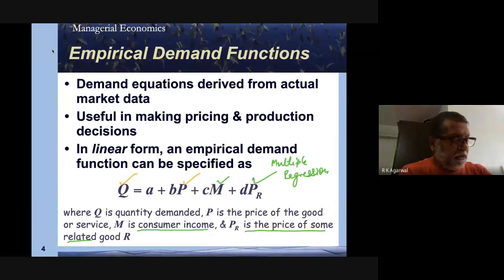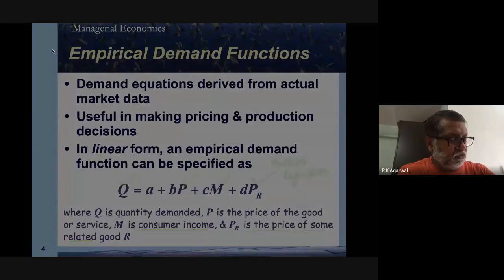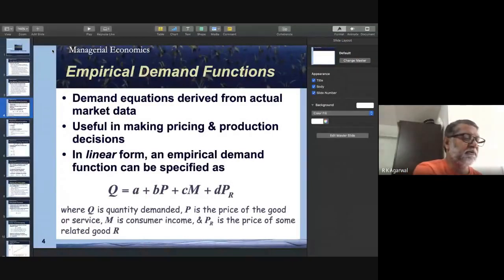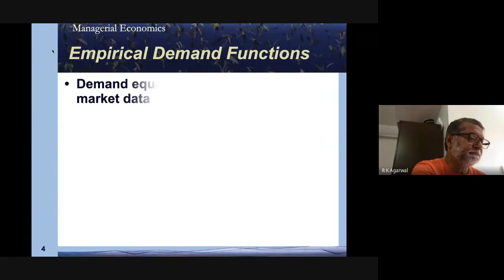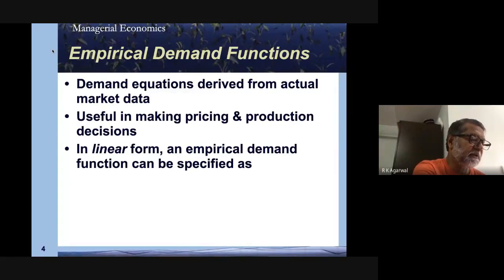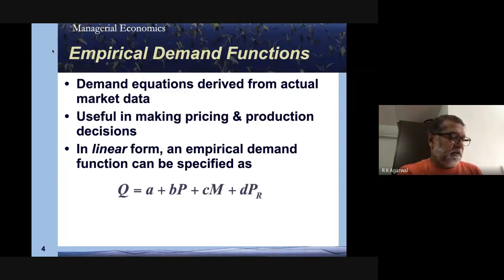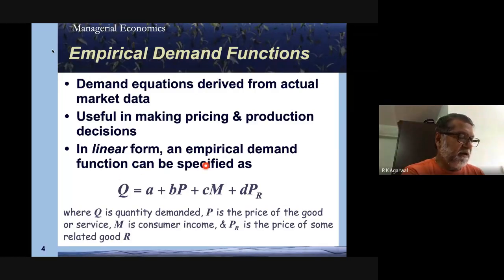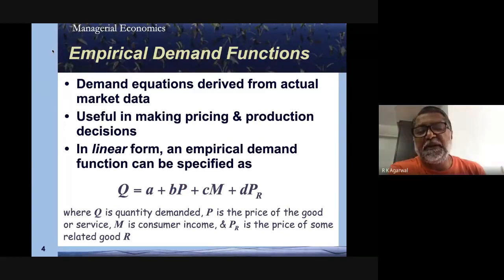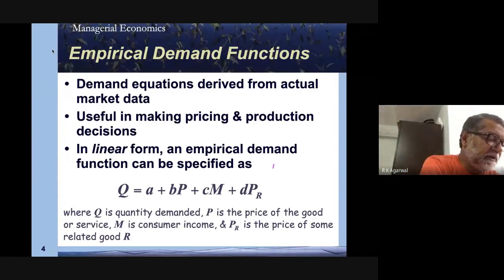And if we have only these two, which ones? That is Q and P. If we have only Q and P, then it is called simple regression or bivariate regression. So there are 2 things, remember, bivariate and multivariate.